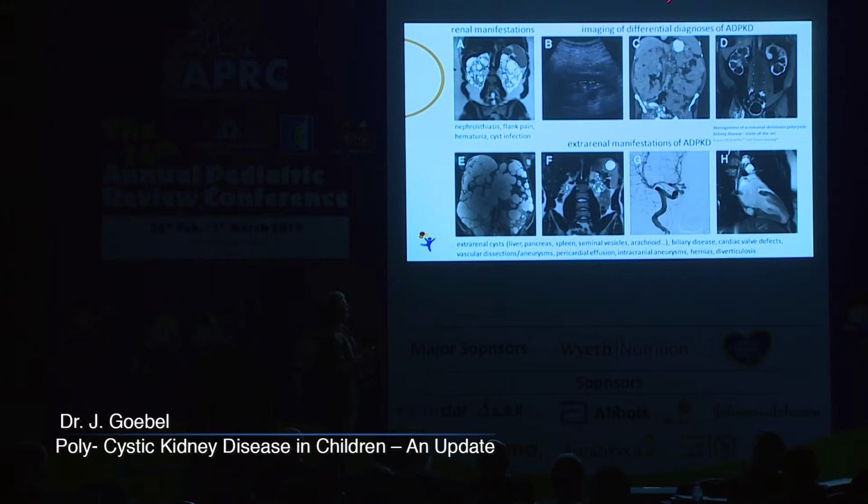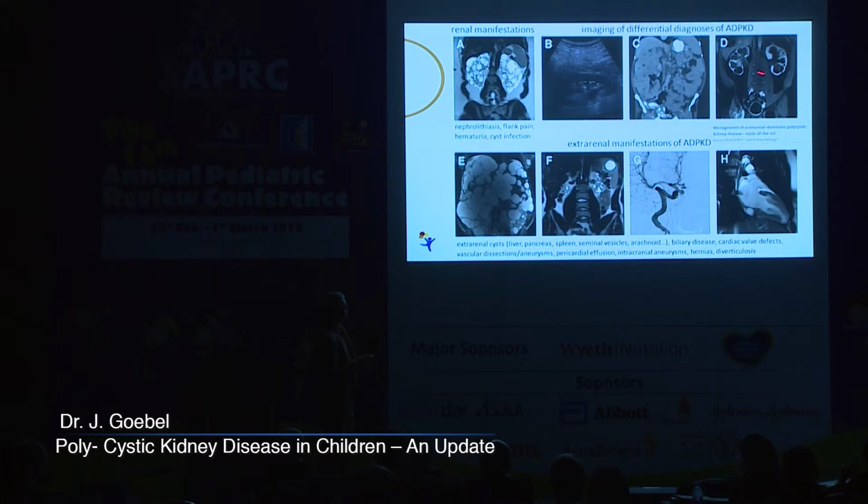Anyway, ADPKD looks like this on imaging and can have additional complications involving the kidneys that can be seen on ultrasound. It needs to be differentiated from nephronophthisis. I don't like this ultrasound very much at all. From renal tumor syndromes, like they can be cystic Wilms tumors, as you know.